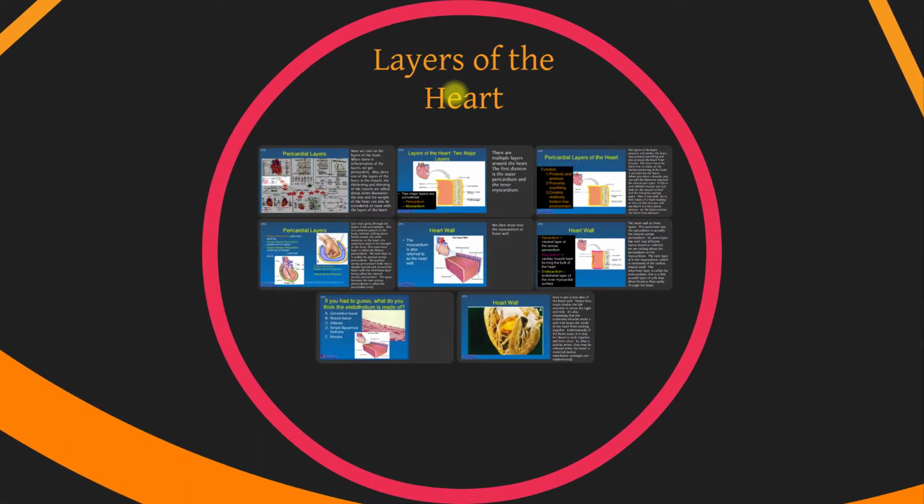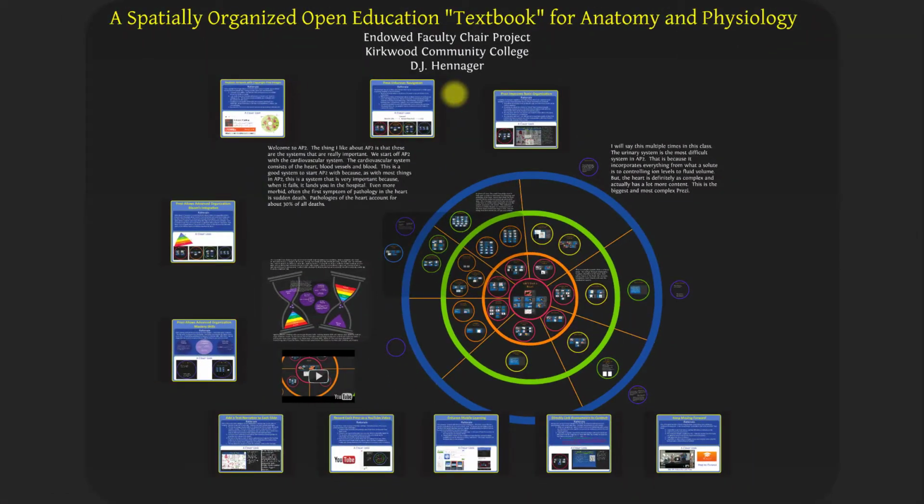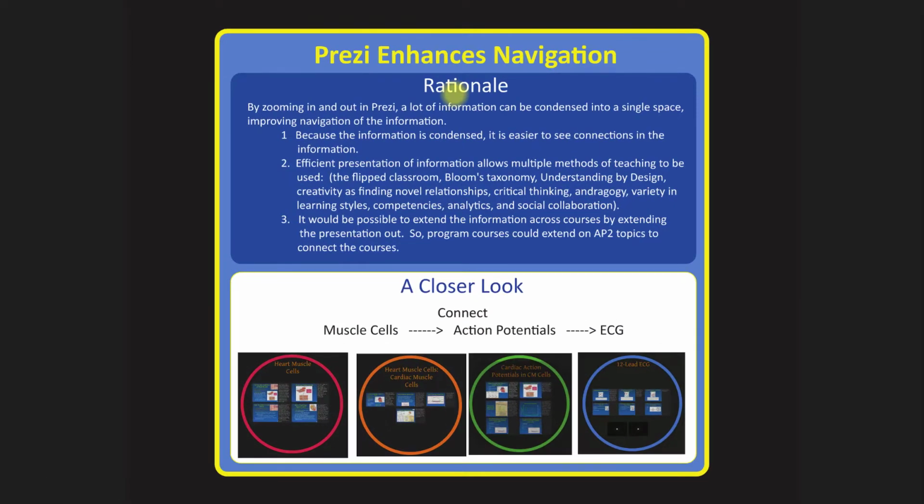Again, these are just images. There's a lot of images that are now available on Wikipedia or Creative Commons. I think that Prezi enhances navigation of the content quite a bit. By zooming in and zooming out in Prezi, a lot of information can be condensed into a smaller space.